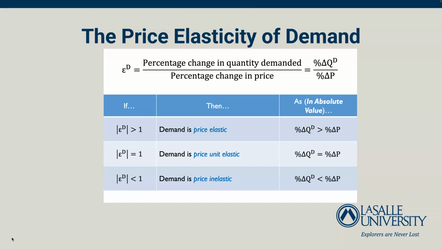Now, if we have a 1-for-1 or unitary relationship between the percentage change in price and percentage change in quantity demanded in absolute value, then we say the demand is price unit elastic. That 10% increase in price leads to a 10% decrease in quantity demanded. The ratio in absolute value is equal to 1.